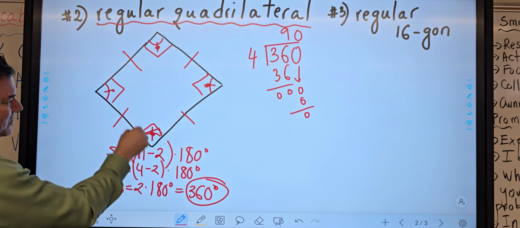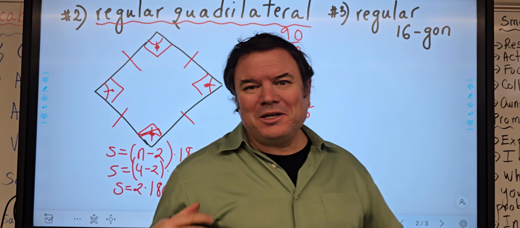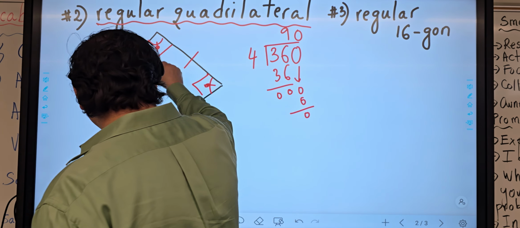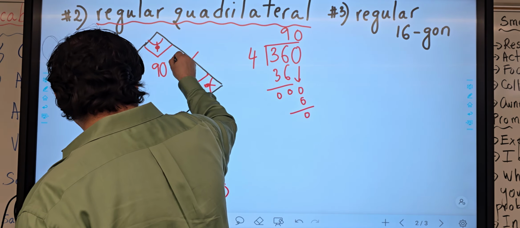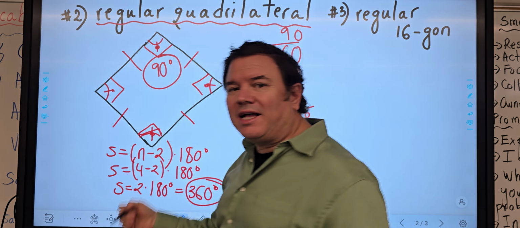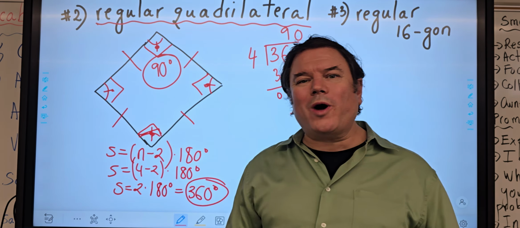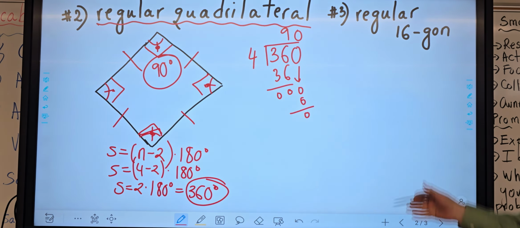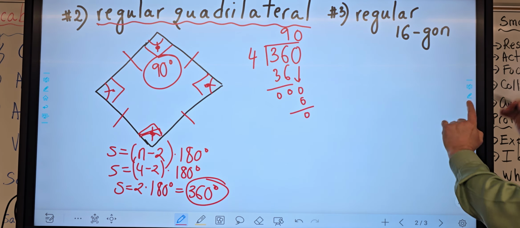90 plus 90 plus 90 plus 90 equals 360. So the answer is 90 degrees, which means that our shape is a square. Okay? Our shape is a square. Let's take a look at example number 3.